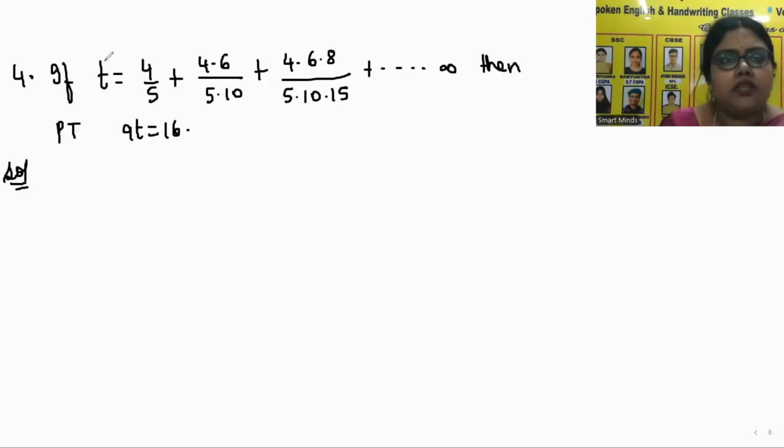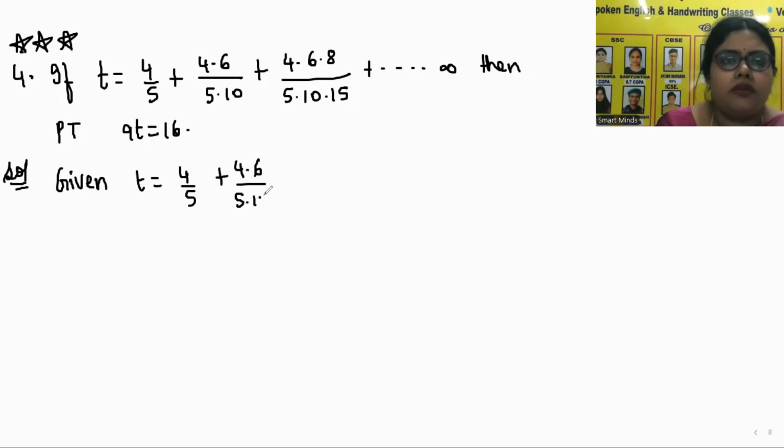Now take this question. This question is very, very important. If t is equal to 4 by 5 plus 4 into 6 by 5 into 10 plus 4 into 6 into 8 by 5 into 10 into 15 plus so on up to infinity, then prove that 9t is equal to 16. So what is given to us? T is equal to 4 by 5 plus 4 into 6 by 5 into 10 plus 4 into 6 into 8 by 5 into 10 into 15 plus so on up to infinity.